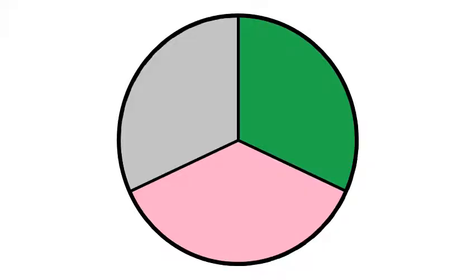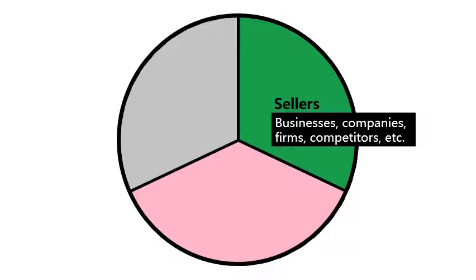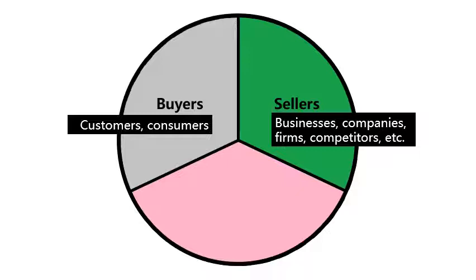The first is the power of sellers. And when we talk about sellers, what we mean by that is businesses, companies, firms, competitors, the people that are trying to devise strategy. If you own a business, you'd be the seller. That's what we mean by sellers. The next force that influences how this value is split up is the bargaining power of buyers. Buyers are customers, consumers. When you go to the grocery store, you are a buyer. When you buy a car, you are a buyer.